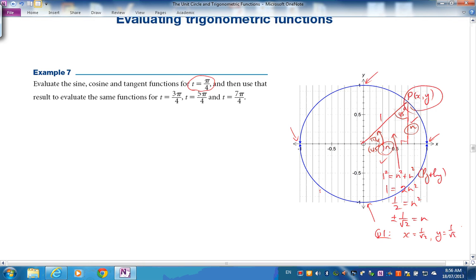So let's put it over here. The sine of pi on 4 is the y value, which is 1 on root 2. The cos of pi on 4 is the x value, which is 1 on root 2, because it's an isosceles triangle. We've used that to derive that. And the tan is interesting. The tan of pi on 4 is 1 on root 2 on 1 on root 2, which is 1, the y value on the x value.